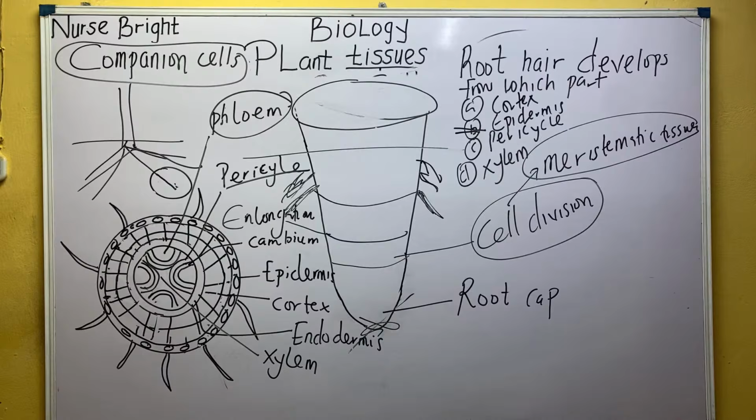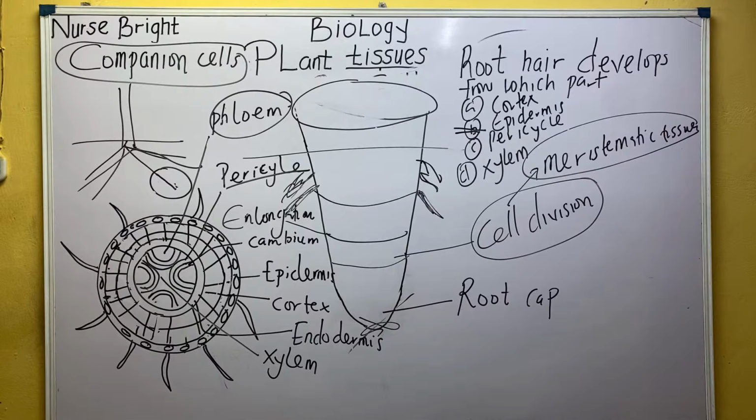These companion cells, they are found in what now? The phloem tissues. Note that. Alright, they are found in phloem tissues. So that is for that.